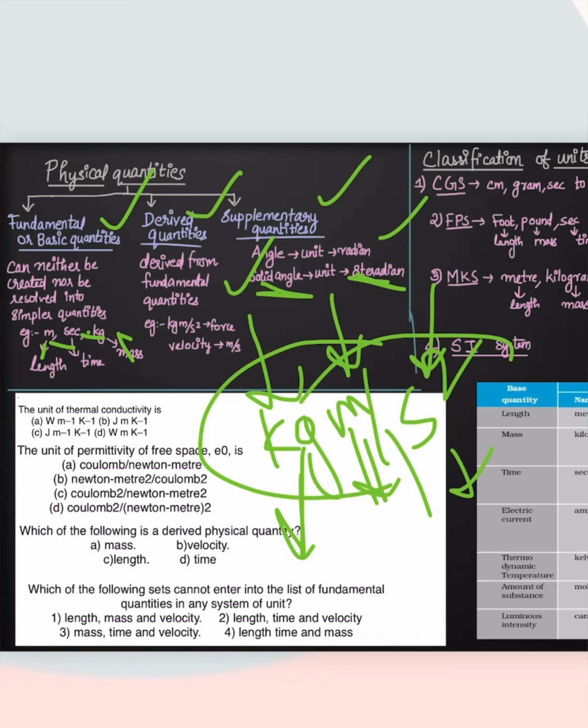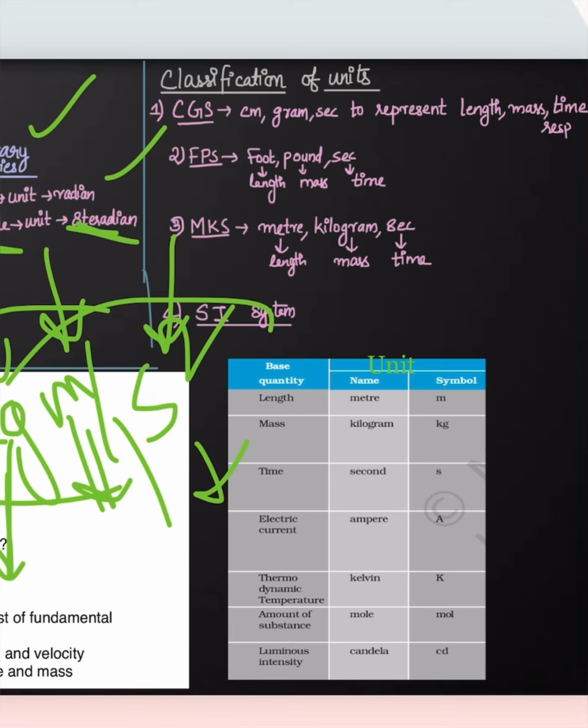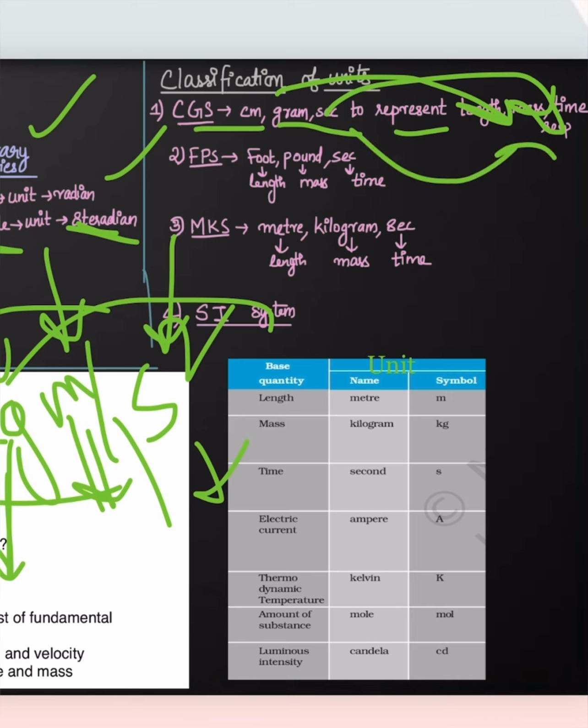Okay. And then comes the system of units. There are four systems of units. We have to study each and every one of them. First one is the CGS unit. In the CGS unit, we use centimeter to represent length, gram to represent mass, and second to represent time. CGS unit: centimeter, gram, second.